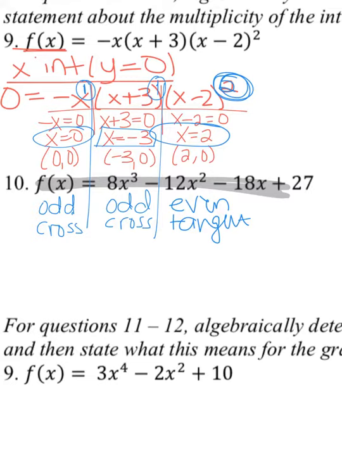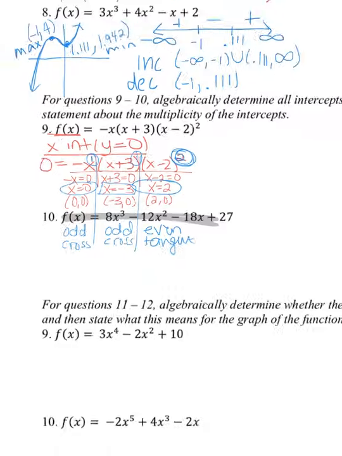At x equals 0 and x equals negative 3, the multiplicity is odd, so f of x crosses the x-axis at x equals 0 and x equals negative 3. That's one statement. The second part, at x equals 2, the multiplicity is even, so f of x is tangent to the x-axis at x equals 2. Okay, so that's it for multiplicity.